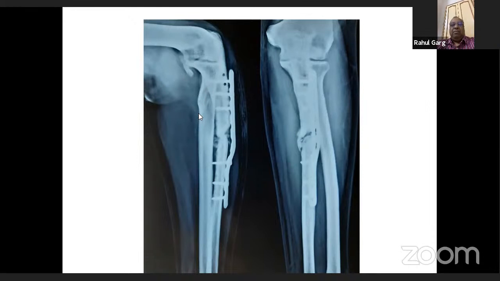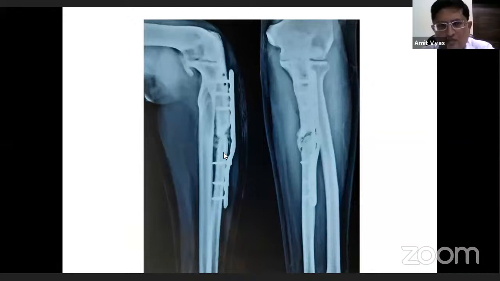Did you use graft while putting this plate? I used graft to restore. Graft from? Iliac crest. Because I had to restore the ulnar length. It was a tricortical graft, yes, to get the length, and then cancellous graft all around.